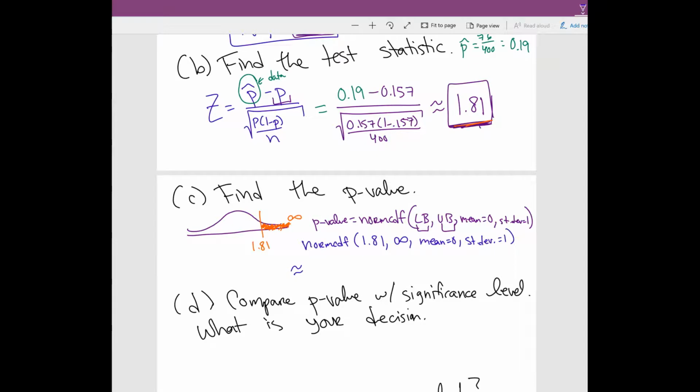So we're going to do normal CDF. Mean 0, standard deviation 1. Lower bound is going to be 1.81. And my upper bound is going to be infinity. So my answer is going to be 0.035.